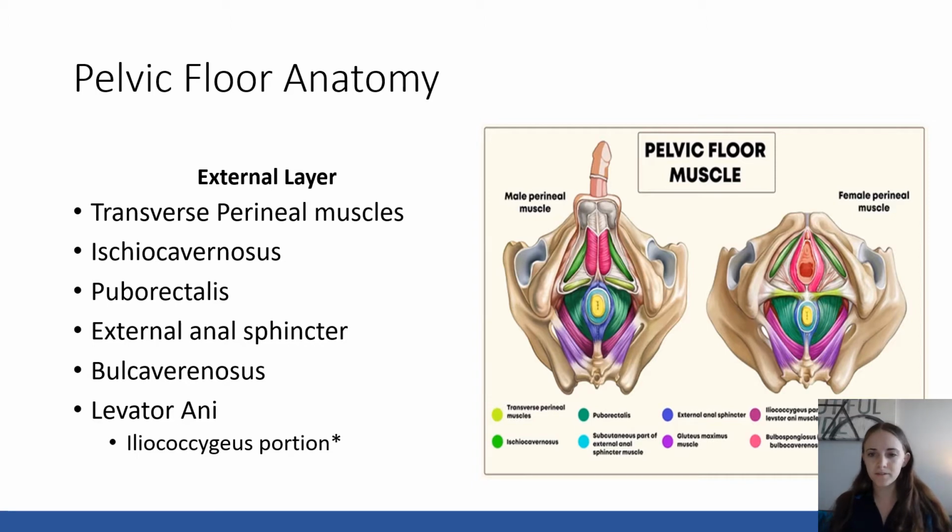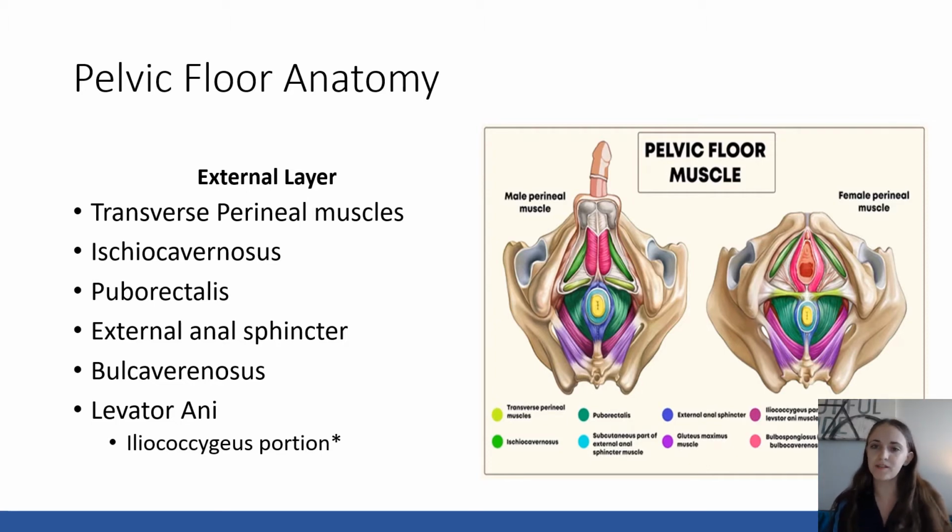There's not a whole lot of differences between male and female anatomy, other than pelvic floor muscle. External pelvic floor muscles in males will go up into the shaft of the penis, and female pelvic floor muscles circle the vagina and circle the anus. Not a whole lot of differences there.